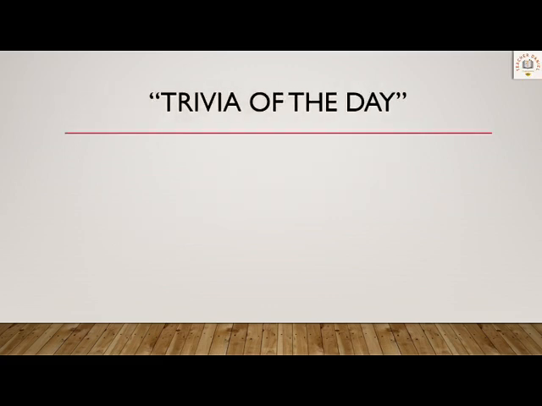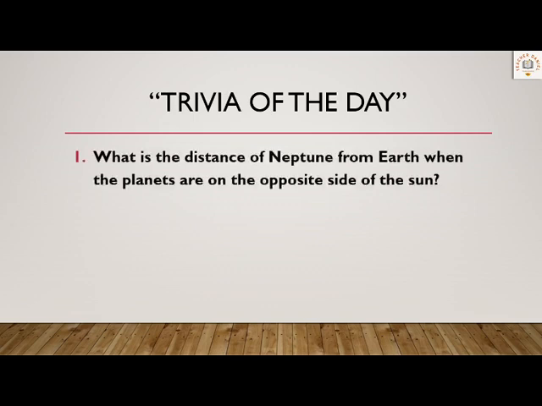Pero bago ang lahat, let's have trivia of the day. Number 1, what is the distance of Neptune from Earth when the planets are on the opposite side of the Sun? The answer is 4,700,000,000 kilometers. So, sobrang layo ng Neptune mula sa Earth.